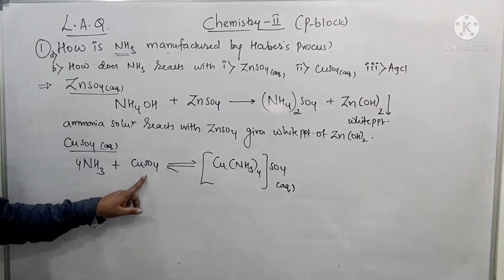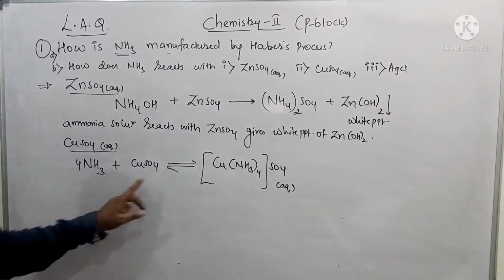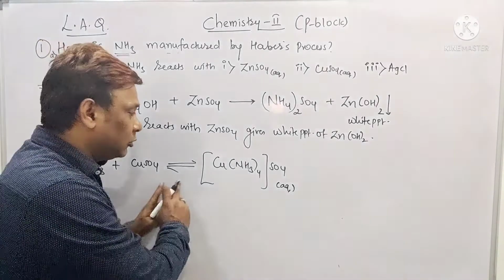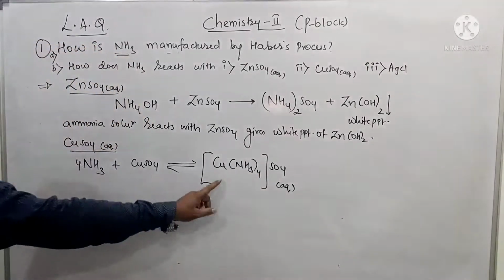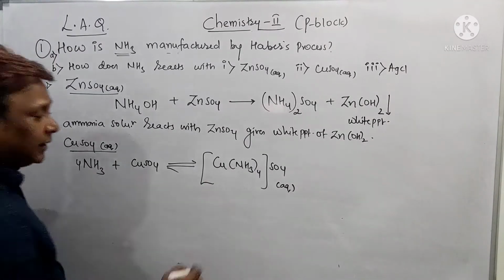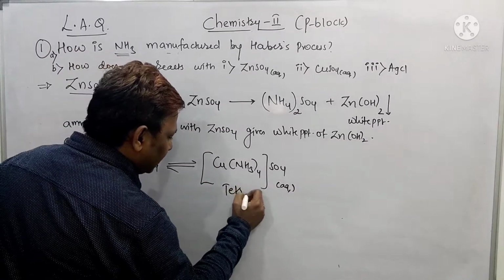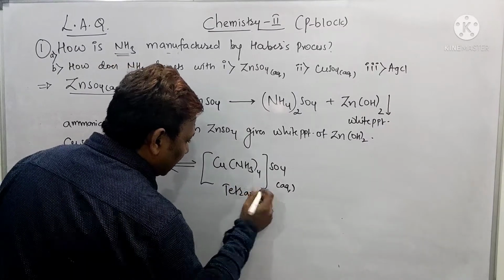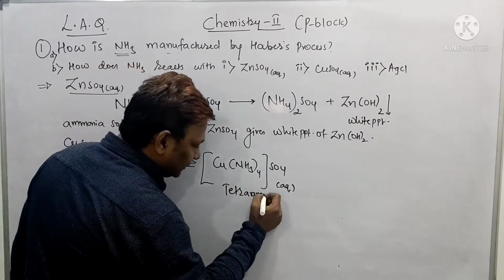So ammonia on reacting with copper sulfate, what does it give, beta? It gives rise to a complex. What is the name of this complex, beta? Tetraammine copper(II) sulfate. Tetra means 4. Ammine.